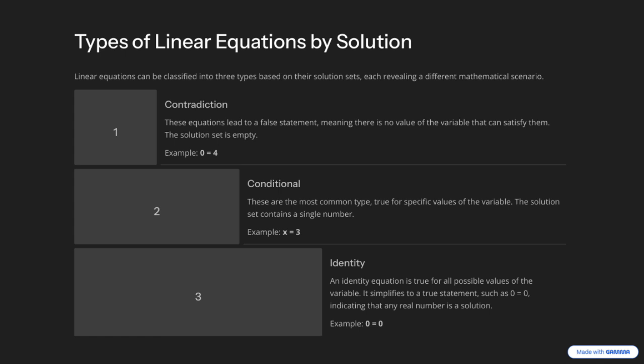Next, we have conditional equations. These are true only for specific values of the variable. For instance, an equation like x equals 3 is only true when x equals 3, so the solution set contains just that one number. Lastly, we have contradictions. These equations are never true, regardless of what value you plug in. An example would be 0 equals 4, which is impossible, so the solution set is empty. Understanding these types helps us better interpret the nature of the solutions we encounter in linear equations.